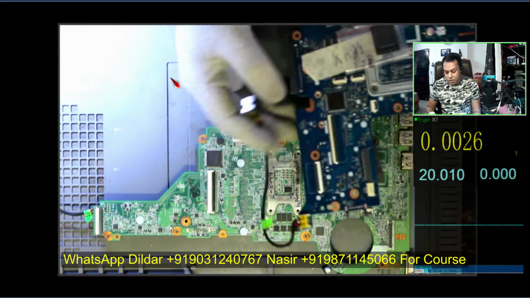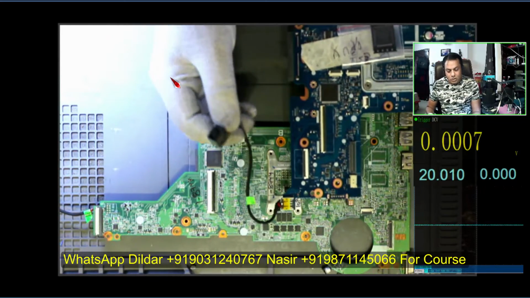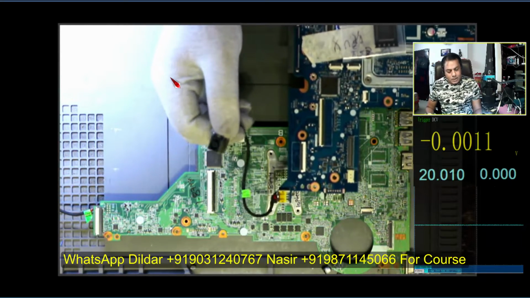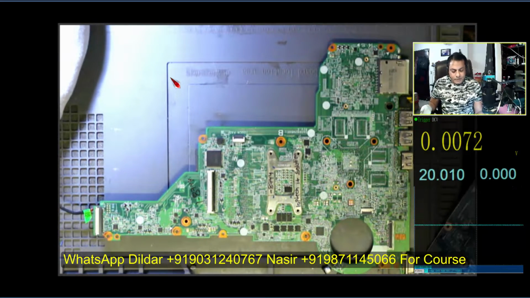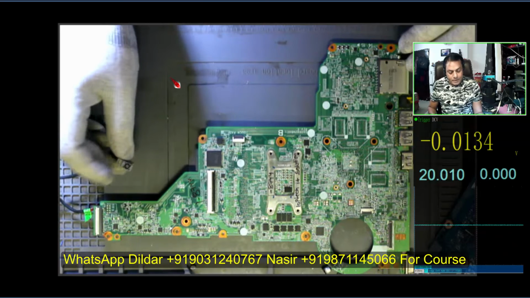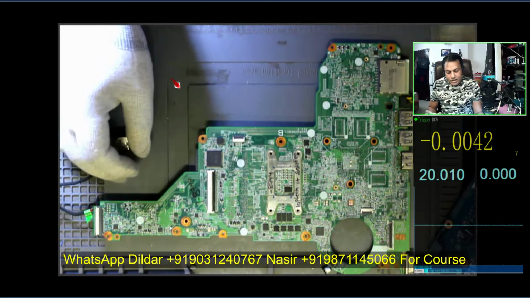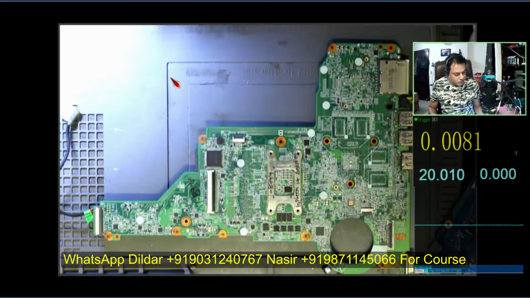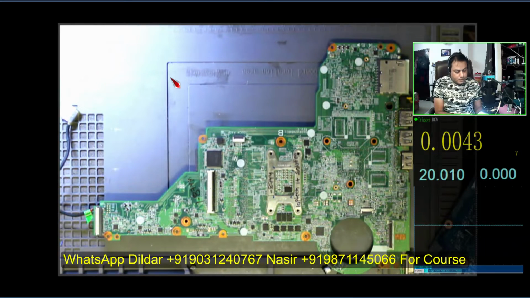Like I have these 2 HP models. This is also a light blinking problem, and this is the HP 15, and this also has the light blinking problem, but the scenario is very different. So let's find out what the problem is.